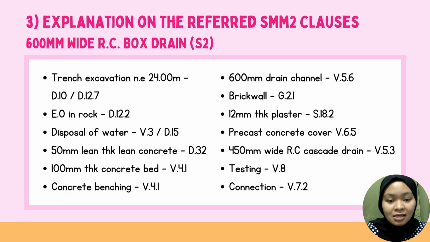Lastly, the last item for this box drain is the connection, which is from the closest V.7.2. Connections to existing work shall each be enumerated stating the size of pipe or drain and the type of structure. Cutting openings and making good drainage shall be deemed to be included with the item.